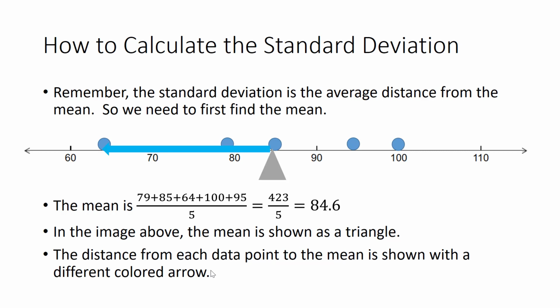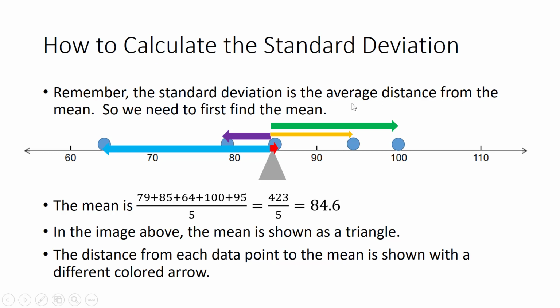So the distance from 84.6 to 64 is shown with this blue arrow. Then we have the distance from 84.6 to 79, then the distance from 84.6 to 85, the distance from 84.6 to 95, and the distance from 84.6 to 100. So remember, we want to find the average of these 5 distances. That's what the standard deviation is going to tell us.